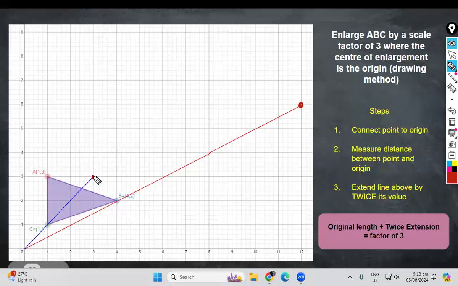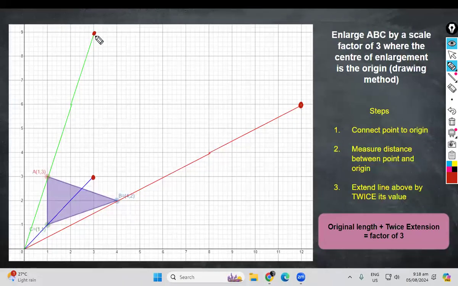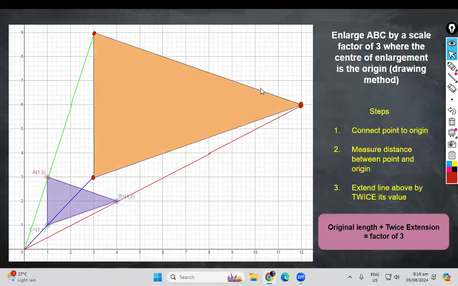And that point ends up here. And now we're going to do the same thing for point A. From the origin, we're going to take our ruler and connect it to A. That's the green line. We're going to measure the length of that green line and then extend it 2 more times. 1, 2. And that ends up over here. And then we connect all 3 final points.